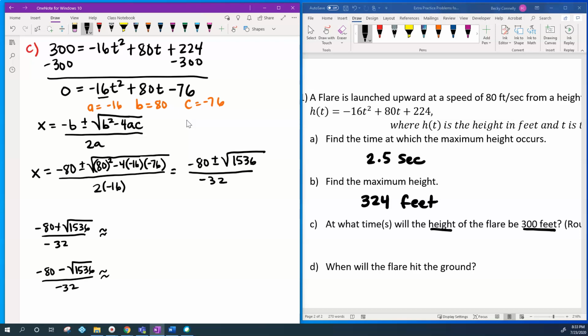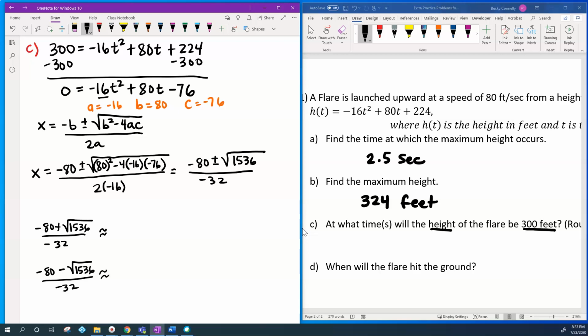Remember, there's two different answers we're going to come up with. The negative 80 plus the square root of 1536 divided by negative 32, and then negative 80 minus the square root of 1536 divided by negative 32. If you came out with negative answers on either of those, then you would discard them, because you can't have a negative amount of time, which is what we're looking for. What time will the height be 300 feet? But if they're both positive, then we would use both answers.